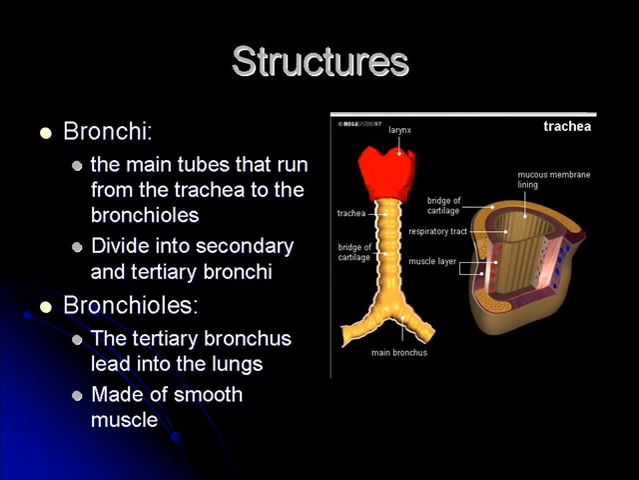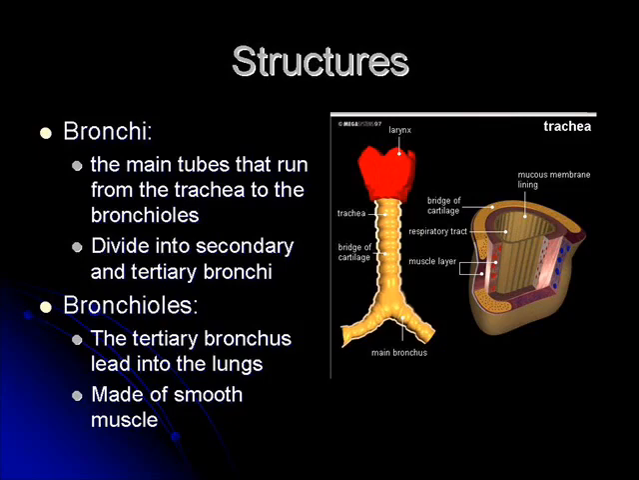Now, bronchus is the singular. The trachea leads to the bronchus, one of two bronchus. Plural, they're called bronchi. And these are the main tubes that run from the trachea into the bronchioles. Since it branches off into two bronchi, each one goes into either your right or your left lung. And they continue to divide up into different levels, secondary, tertiary, etc., until you get to bronchioles, right? And the bronchioles are just much smaller tubes, and again it continues to branch and web out.